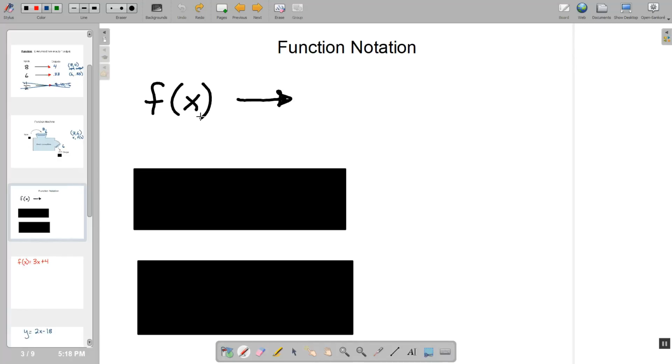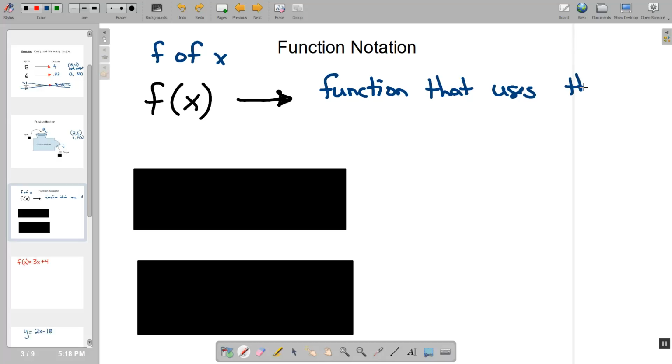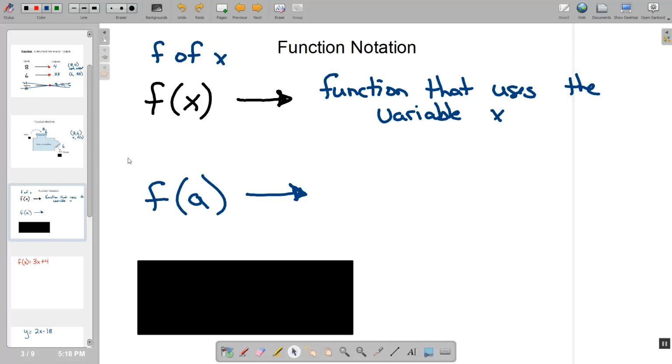So we have f of x. And so we say that as f of x, which actually means the function that uses the variable x. So if we change the function notation a little bit and we say f of a, this would be the function that uses the variable a.